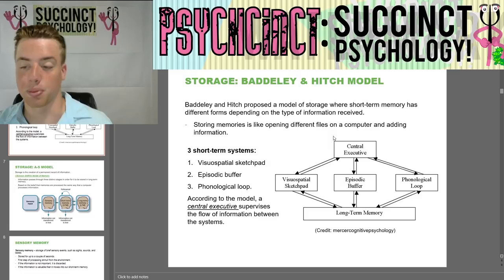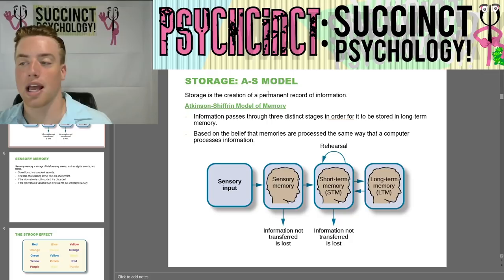So, storage, the AS model, or A through S. Storage is the creation of a permanent record of information. Now the Atkinson-Shiffrin model of memory says information passes through three distinct stages in order for it to be stored in long-term memory. So it's based on the belief that memories are processed the same way that a computer processes information.